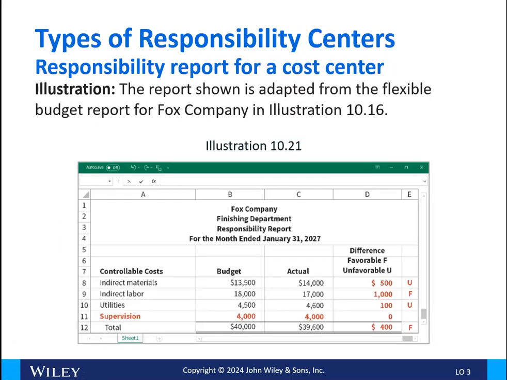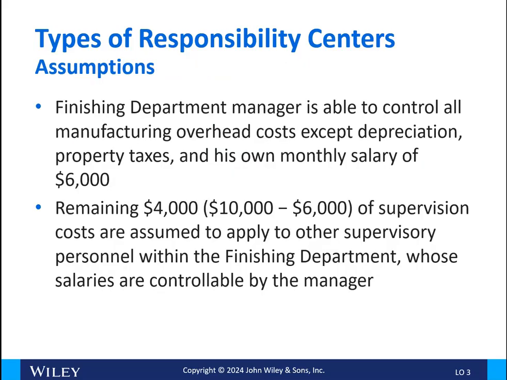So here's an example for the Fox company. We have a flexible budget for the finishing department. The costs that are controllable are the only ones that we can look at, or should be looking at, in the responsibility report. If you look at supervision, 4,000 budget, 4,000 actual.